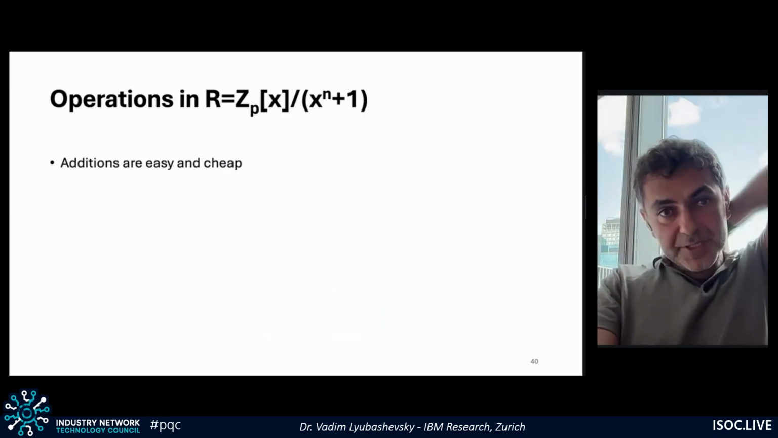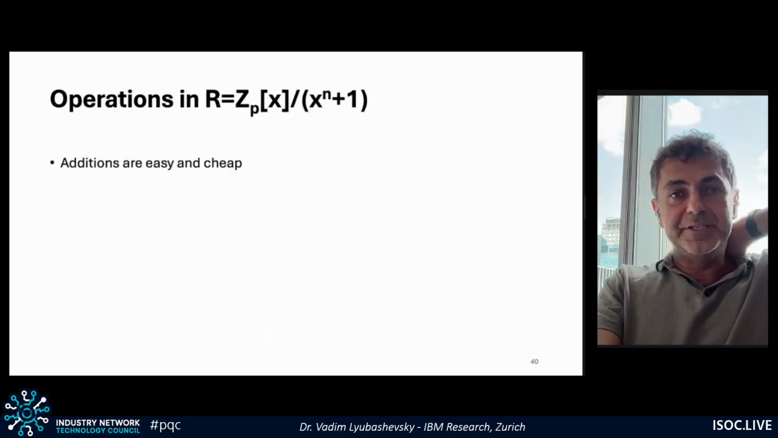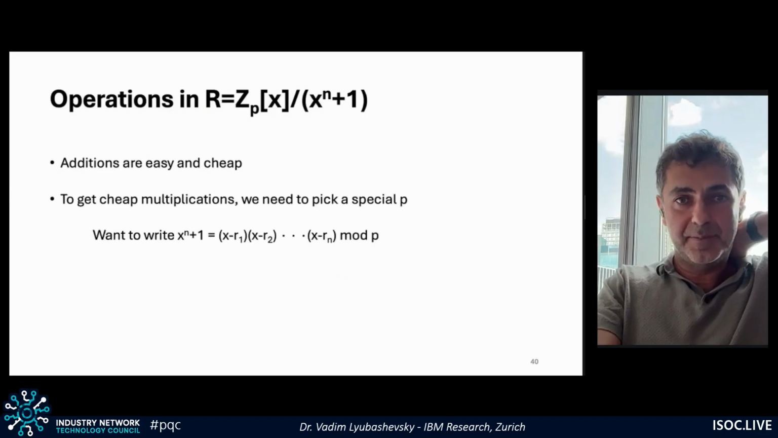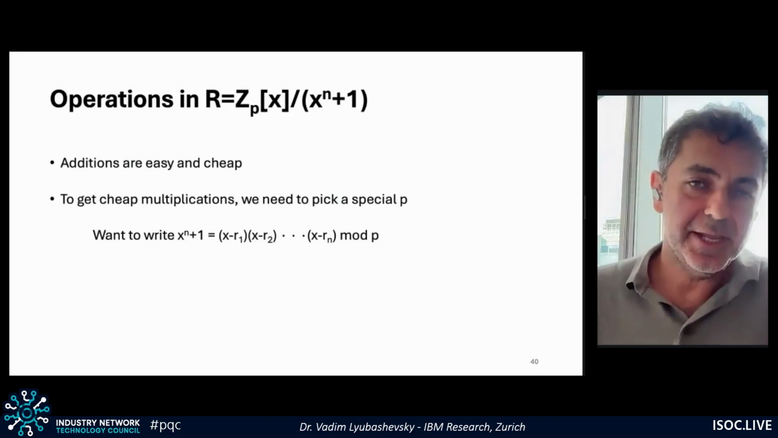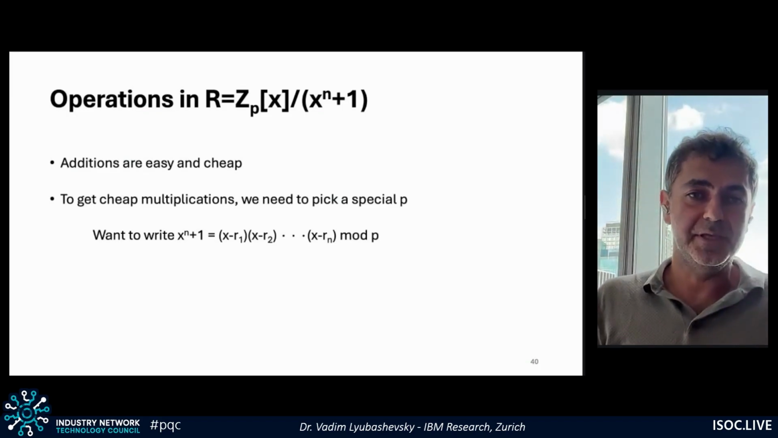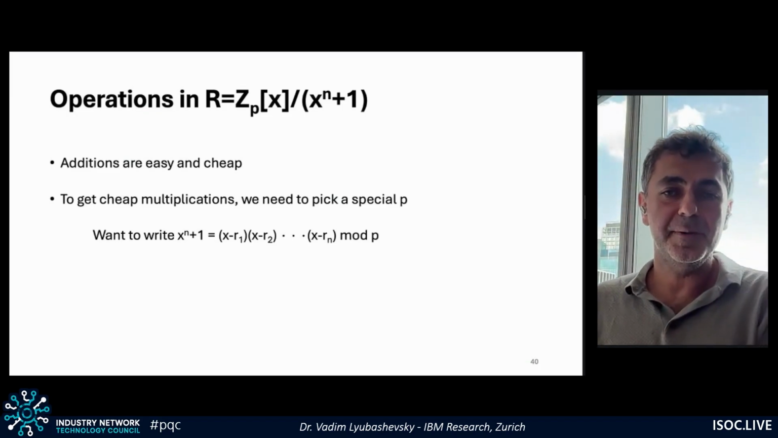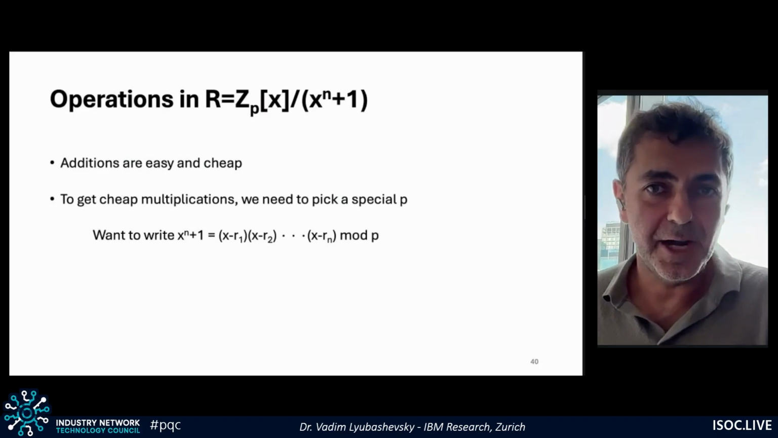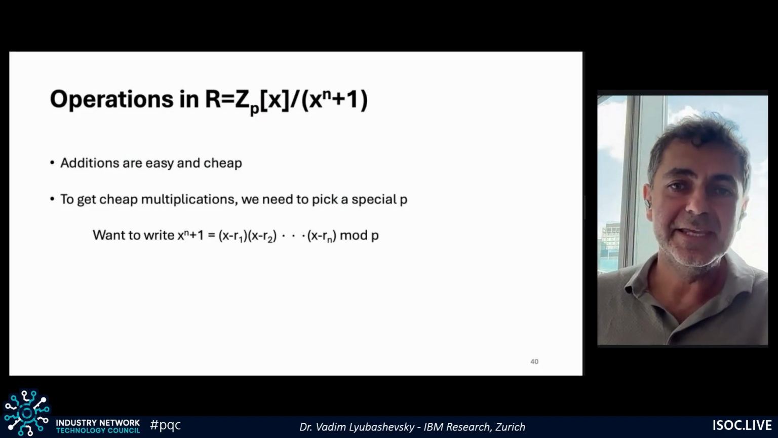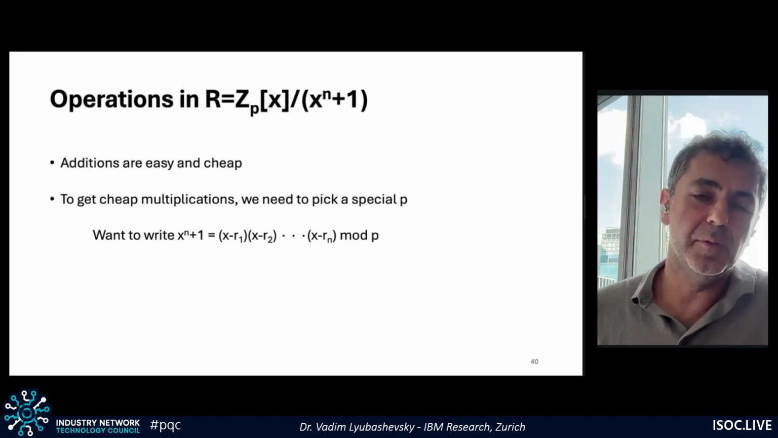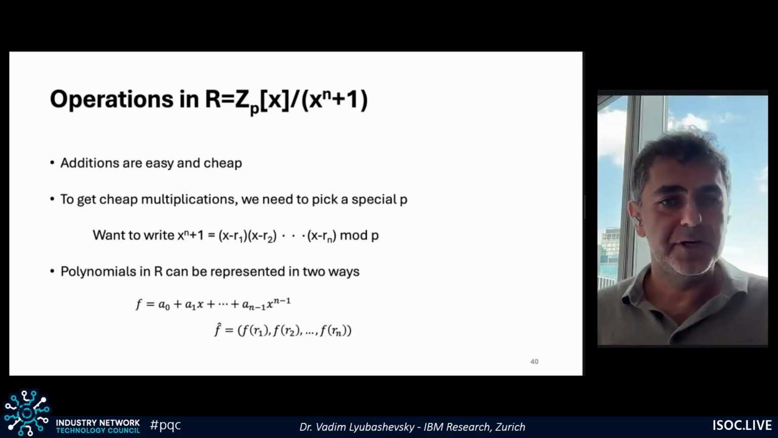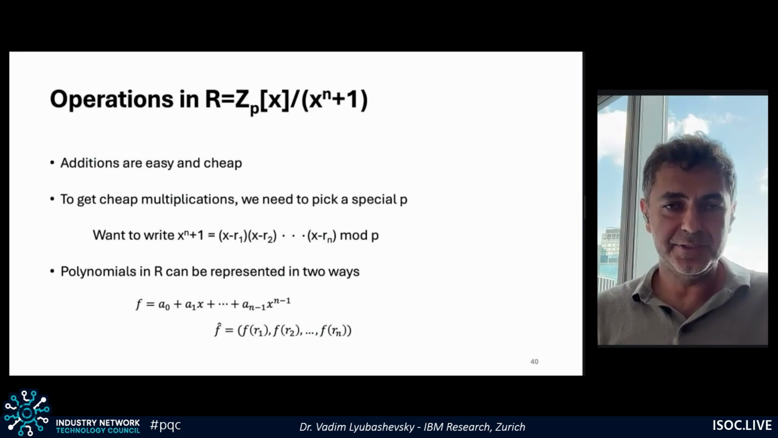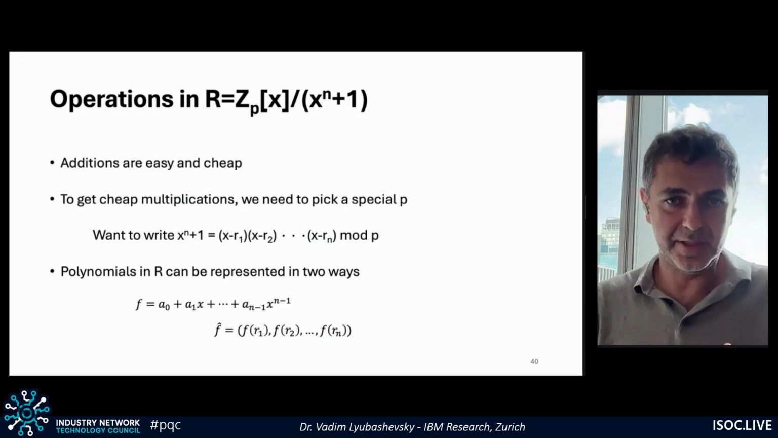And so the operations are as follows. Additions are very easy and cheap, just component-wise mod p. To get cheap multiplications, it helps if we pick a special p. What we want is to pick a p so that x to the n plus 1 factors completely or almost completely mod p. If you know the Chinese remainder theorem, this is exactly that.